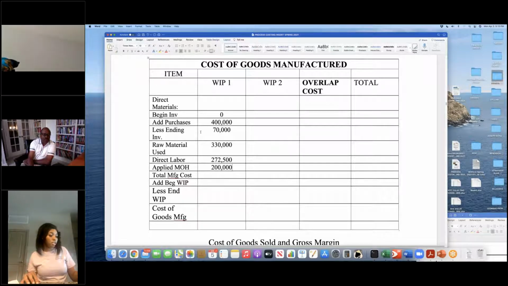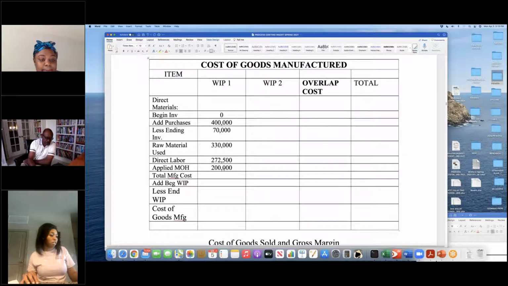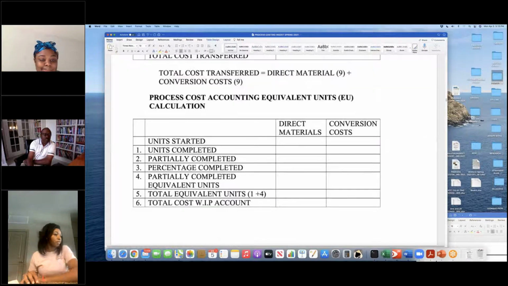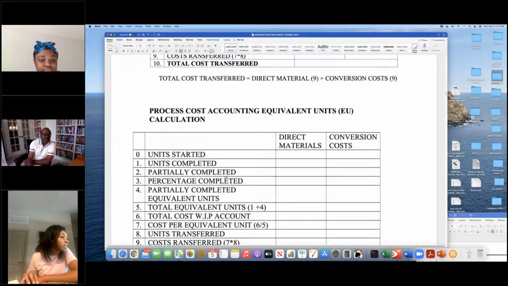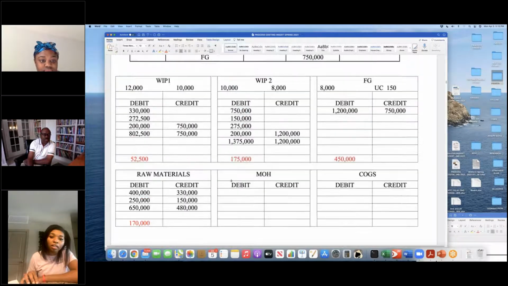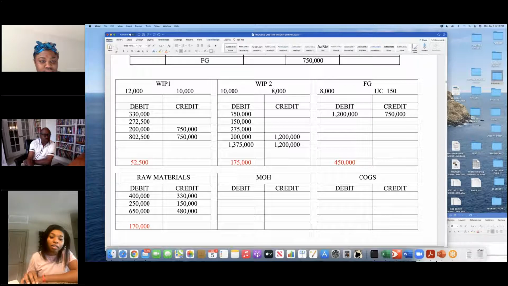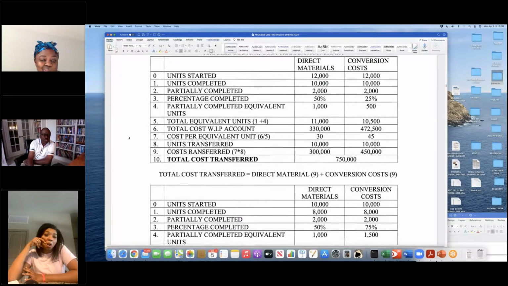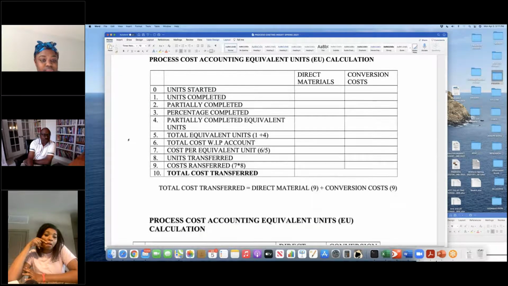So what's the total manufacturing cost when we add these up in work in process 1? 470,500. Go over this T account. I just had extra charts in here. So what was that total cost in work in process 1? 802,500.